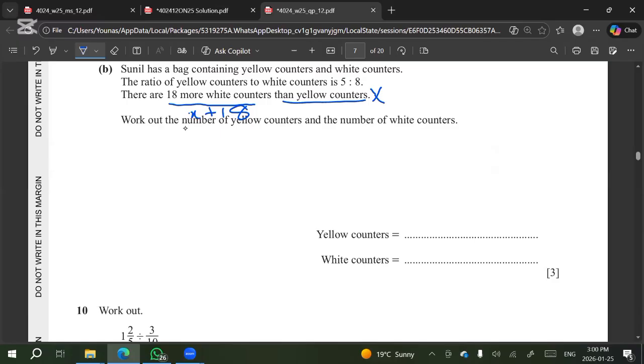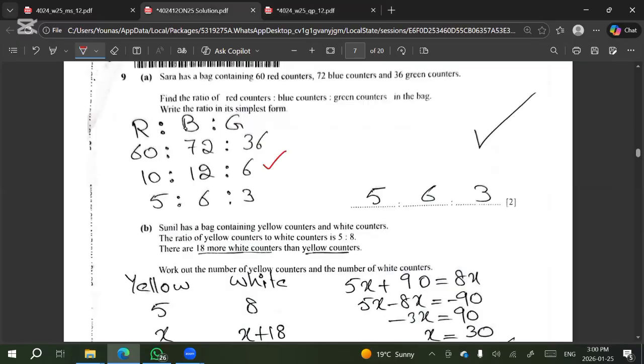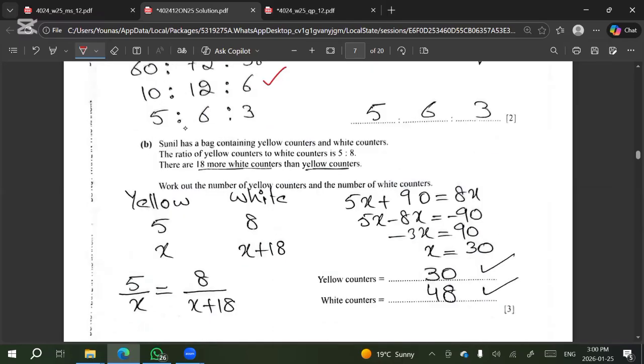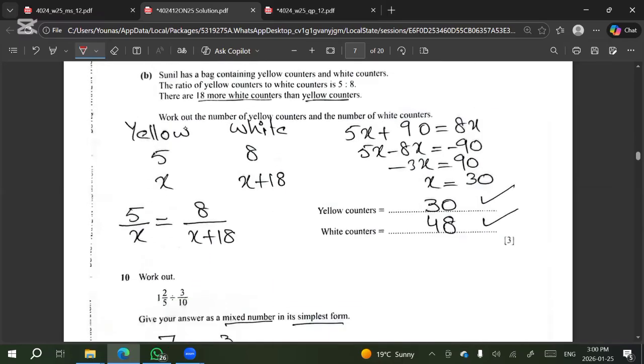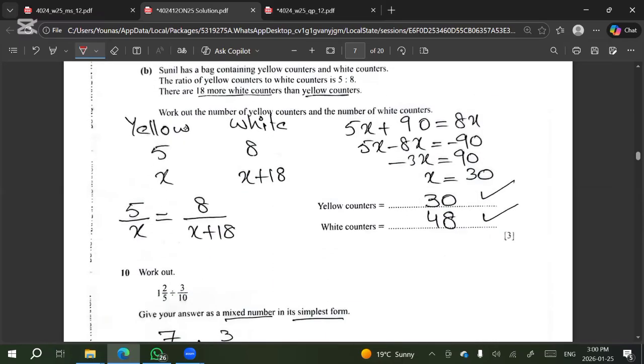It's a very simple, straightforward question. We are going to use the method of proportionality. The method of proportionality is showing up on your screen. He says yellow and white. If there are 5 yellows, then there are 8 white. If the yellow are X, then the white are X plus 18. Just write them in the fraction. 5 by X is equal to 8 by X plus 18.